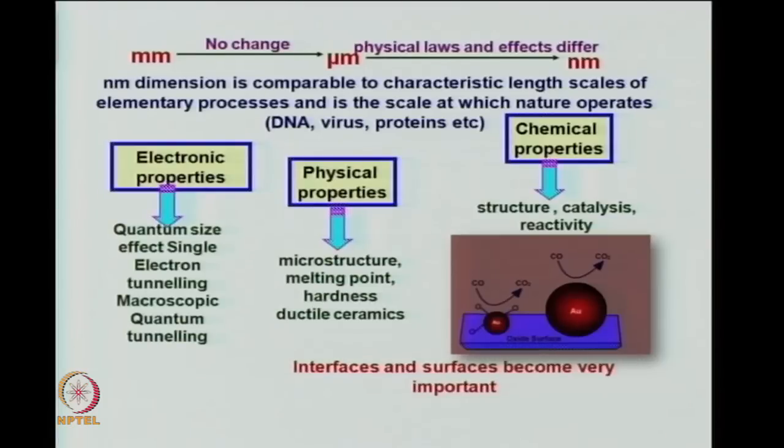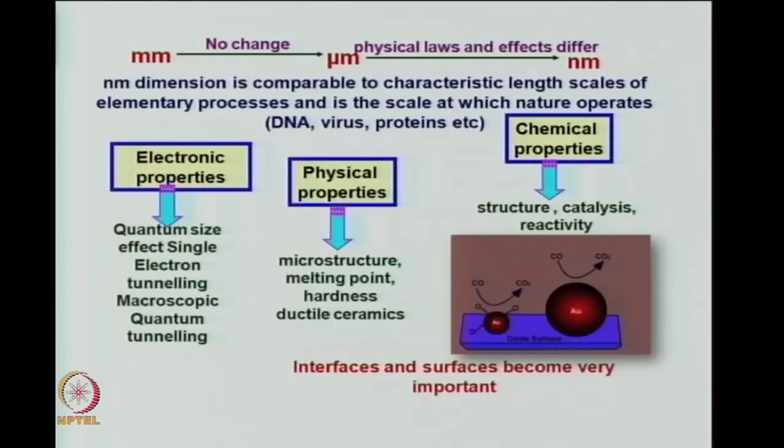So, electronic properties change, like you have new effects like quantum size effects, they are called, and examples are single electron tunneling or macroscopic quantum tunneling. These are seen whenever you confine electrons and you start seeing these quantum effects. Physical properties like melting point, hardness, etcetera, are also dependent on the size of the particles, and we see them in many cases. Then chemical properties change, like the structure, catalysis, reactivity, they all change as you change the size of the particle. For example, a small gold particle is shown along with a large gold particle, and you see the large gold particle cannot oxidize carbon monoxide to carbon dioxide.